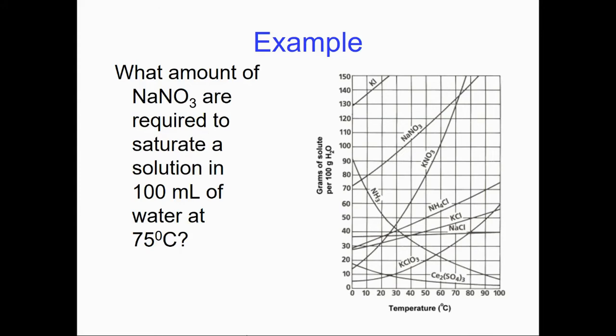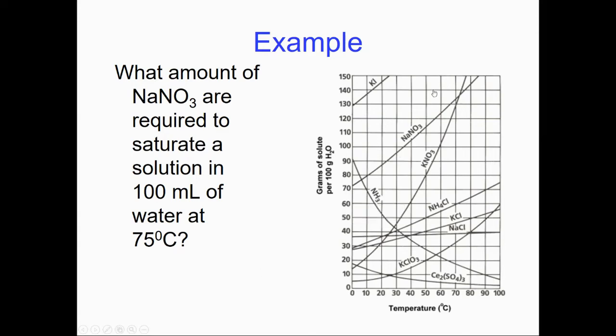What amount of sodium nitrate is required to saturate a solution of 100 milliliters of water? So you're going to look for the sodium nitrate line. That's this one right here, sodium nitrate. We're in 100 mils of water. Okay, this is 100 grams of water. That's the same. 1 gram is equal to 1 milliliter. So if we have 100 grams, we have 100 milliliters. So we don't have to make any adjustments.